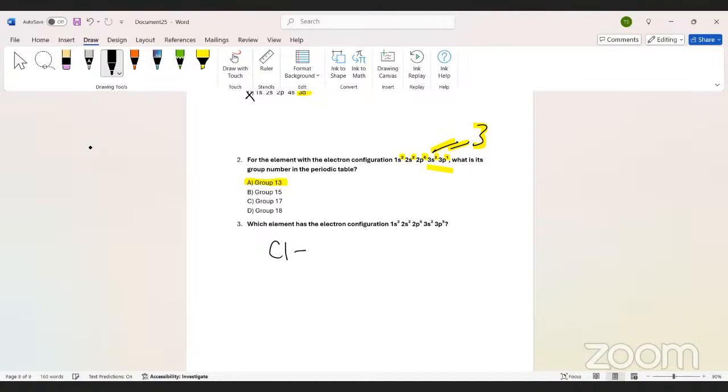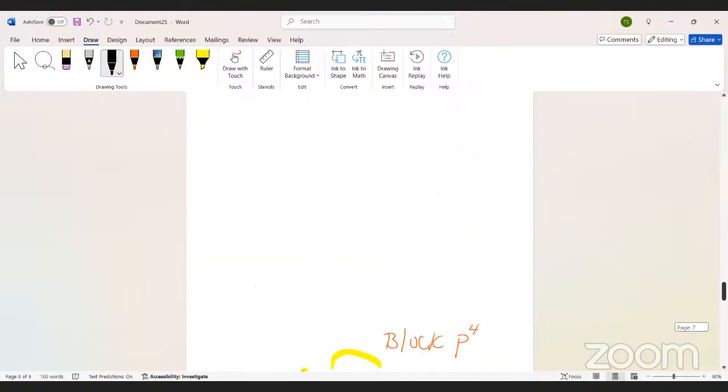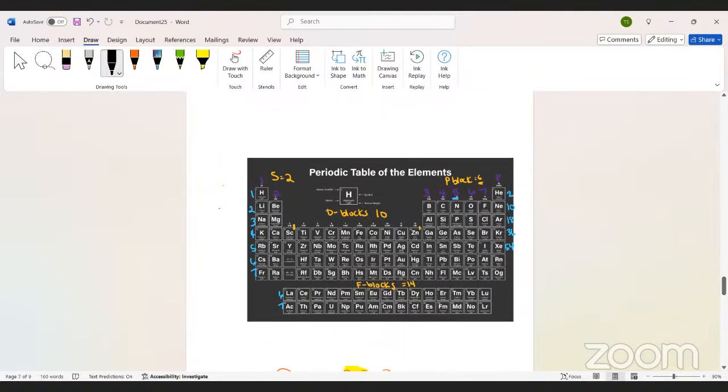First thing we need to do is figure out how many electrons chlorine has. Chlorine has 17 electrons. And if we look at our periodic table, let's pull up the periodic table. Here we go. Chlorine is in what group? It's in group 17, which means you drop the one and it's going to have 7 valence electrons on the outer shell.